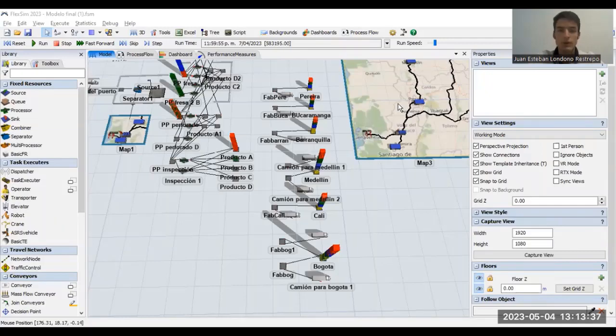For the distribution process of the simulation, we determined that Pereira, Bucaramanga, Barranquilla, and Cali only needed 1 truck for the distribution of all units, whereas Medellin and Bogotá needed 2 trucks. The maximum capacity of all the trucks was 500, but the second truck of Medellin had a maximum capacity of 90, and the maximum capacity of the second truck for Bogotá was 300. All trucks had a maximum speed of 0.96 kilometers per minute, with the only exception being the truck to Barranquilla, which had a maximum speed of 0.76 kilometers per minute.